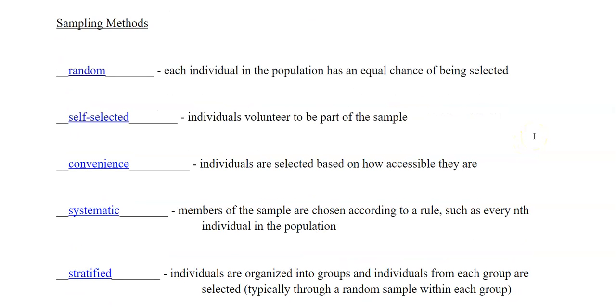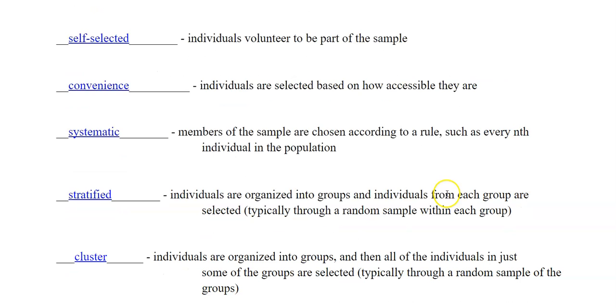Self-selected is when people volunteer to be part. So they may say, hey, there's this experimental drug coming out, and would you like to be part of the group that is studied? And you volunteer for that yourself. Convenience is when individuals are selected based on how accessible they are. So it's really convenient, if you wanted to know something about high school students, to survey just the people at our school instead of all of the high school students across the county or across the state. You do it out of convenience because you have access to that group of people.